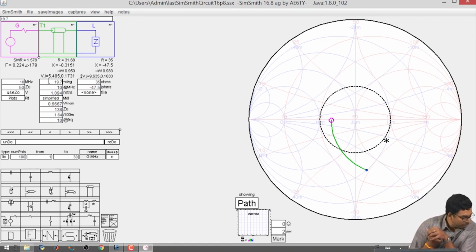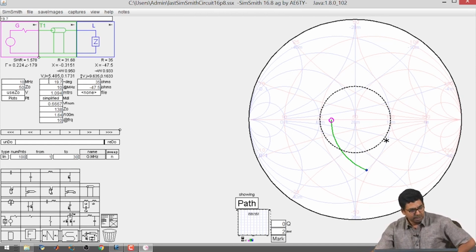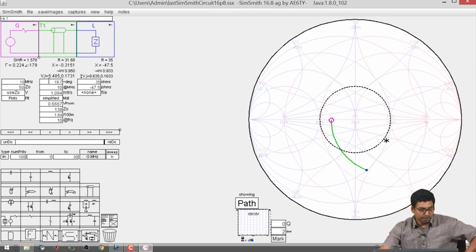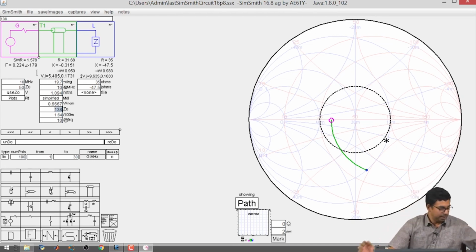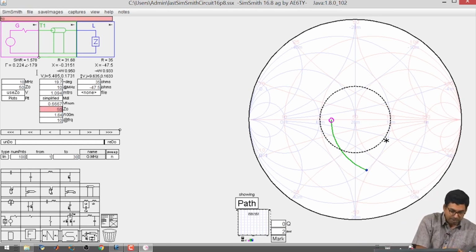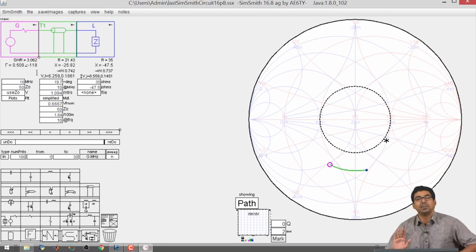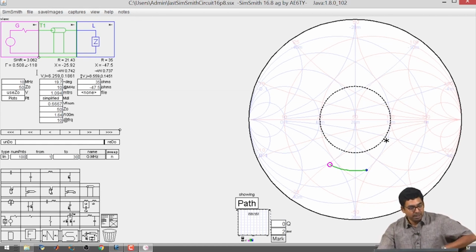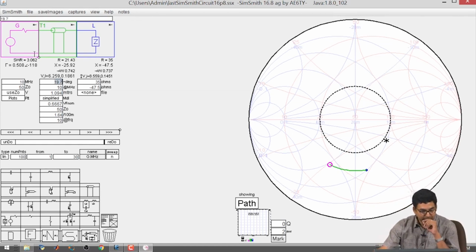I want to be able to match a complex load, but I want to use only transmission lines. That is all I have to match. The approach is, we can think about it in this way. Suppose I go back and I make the characteristic impedance 50 ohms. I try to understand first what the transmission line can do for me. So I keep increasing the length of the transmission line.